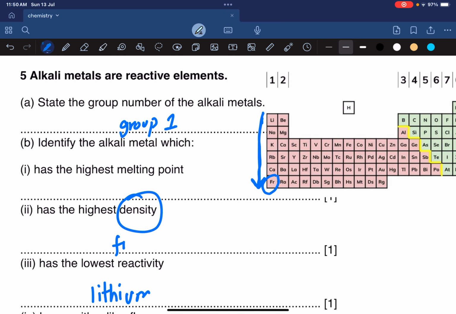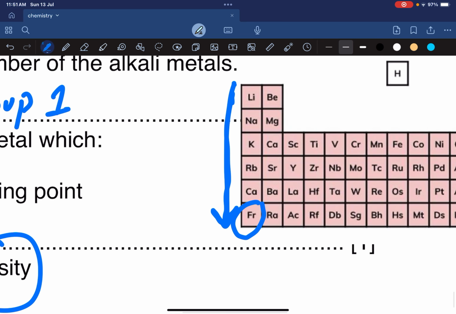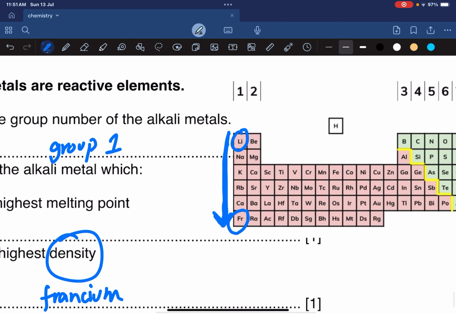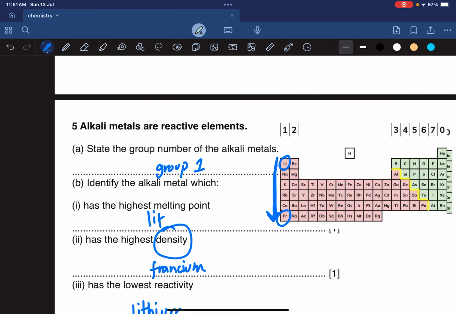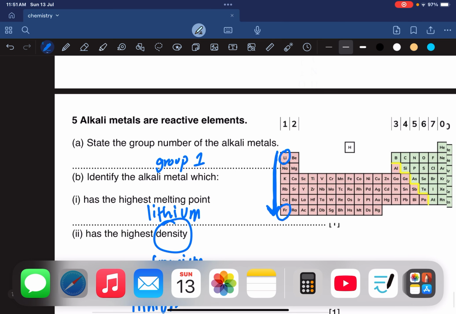So francium has the highest density. For the highest melting point, you should know that your melting point basically decreases down the group. Your melting and boiling point decreases down the group. So your highest melting point is going to be of lithium. Okay, and let's see it from here.